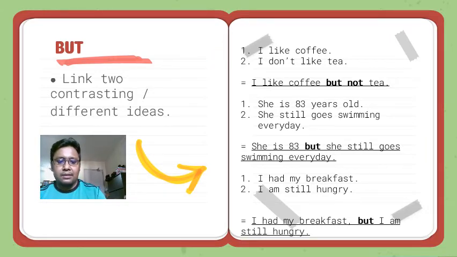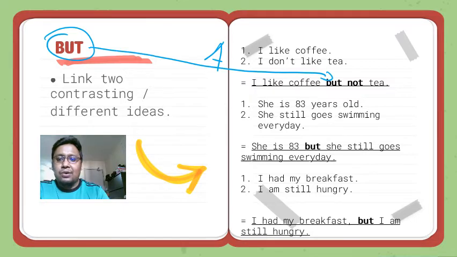Sorry. Okay, as you can see here, this is example number one. I like coffee. I don't like tea. So, how do we use but here? I like coffee but not tea. So that's why it says here contrasting and different ideas. It means you have different ideas but you want to put them in one sentence. Okay.